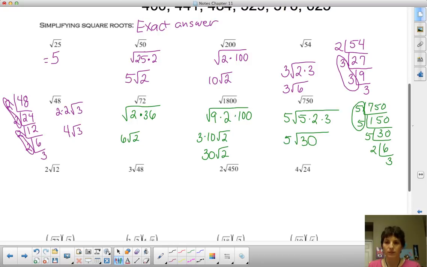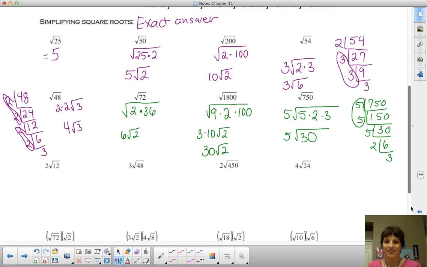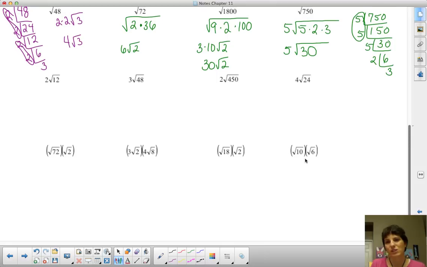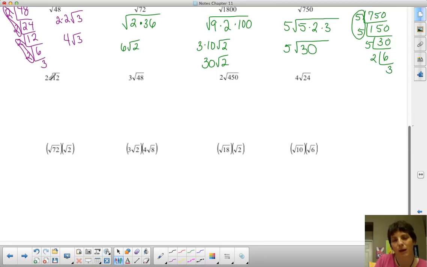We need to talk about a couple of little details with this. And the first is what to do if they've already started the problem for you. There's already a number that's been pulled out of the radical, so we're just going to make sure that it gets tagged along. So that 12, so we have 2 times the square root of, and hopefully 12 being 4 times 3 seems really obvious to you.